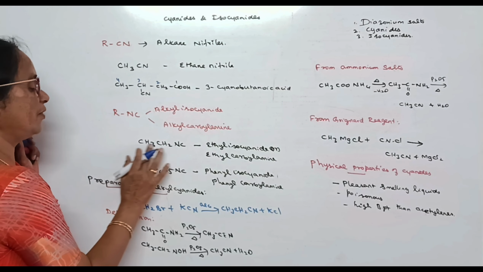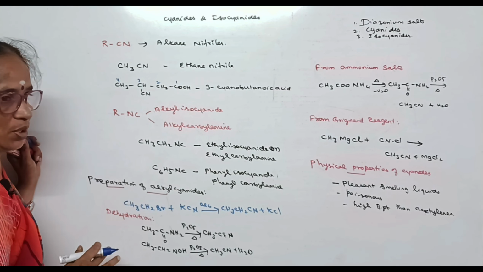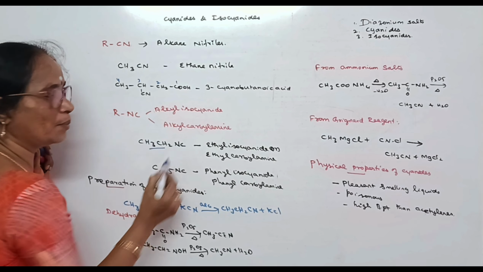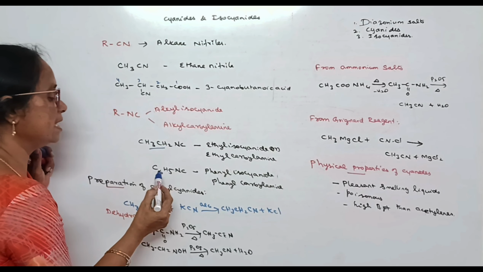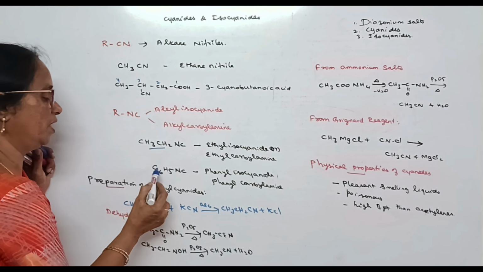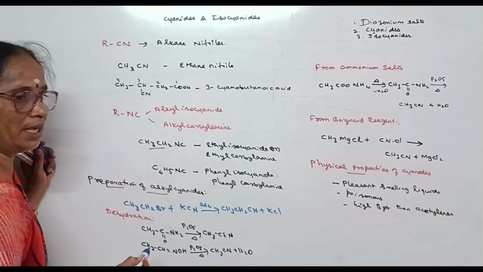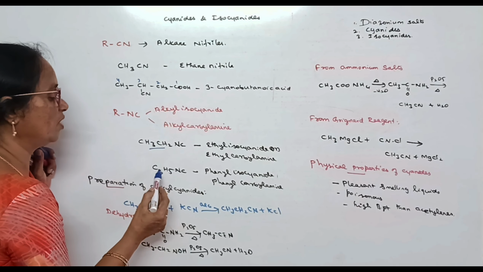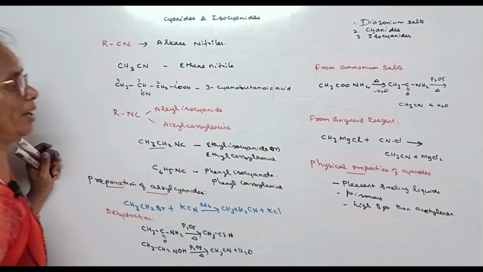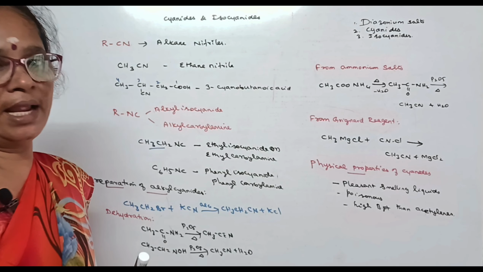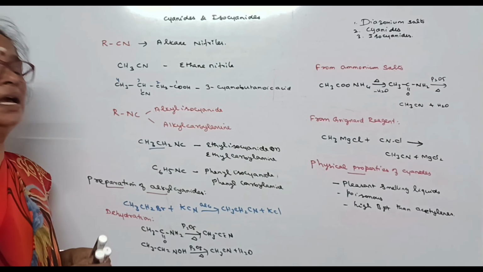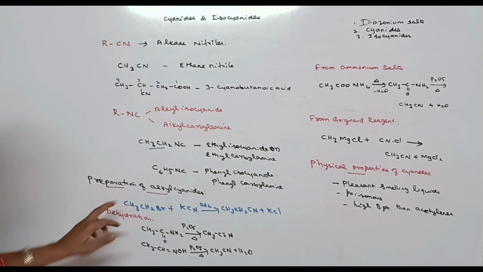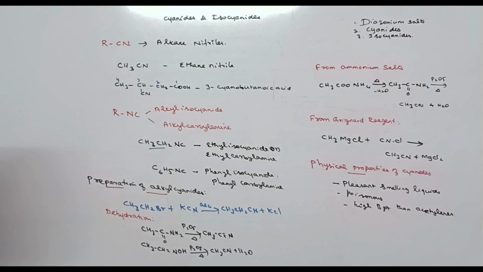For example, CH3CH2NC is ethyl isocyanide, or in IUPAC name it is called ethyl carbylamine. Similarly, C6H5NC is phenyl isocyanide in common name, or its IUPAC name is phenyl carbylamine. These are just examples; the rest you can find in the reader. The next one is preparation of alkyl cyanides.